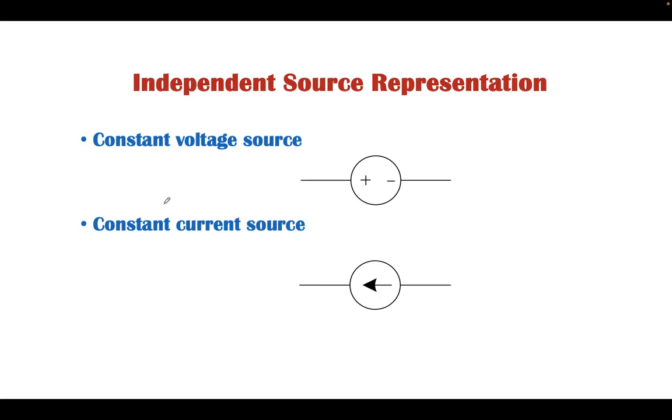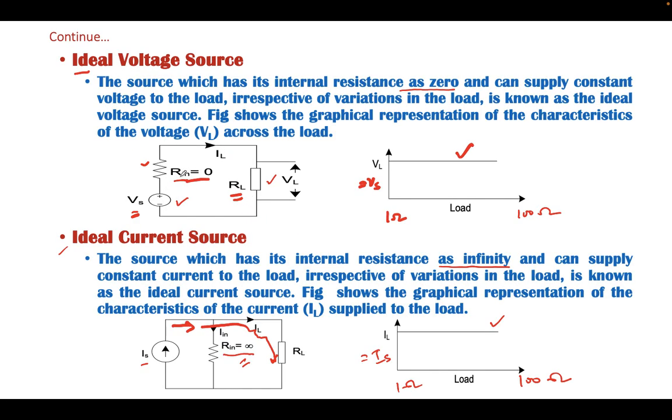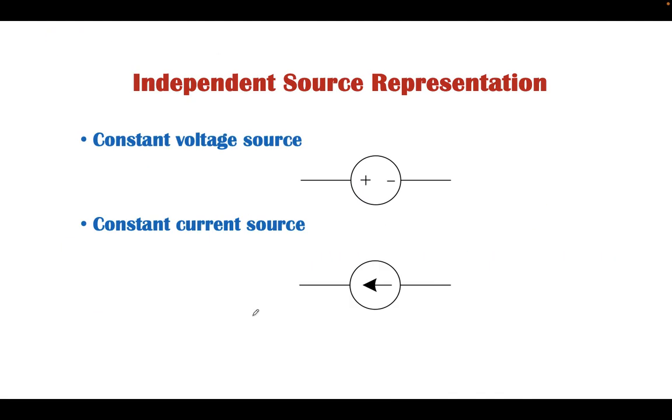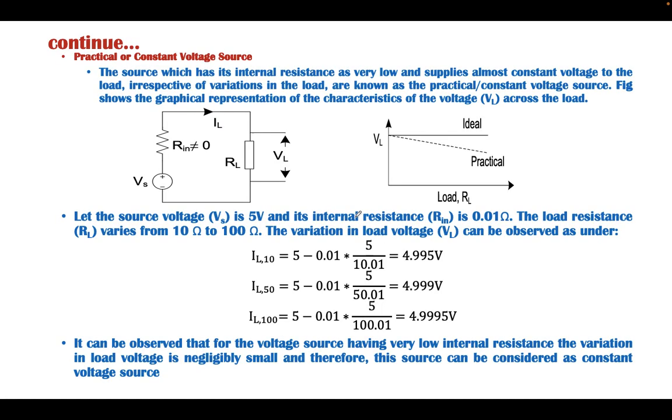But in a practical system, no source is an ideal source. We can have a voltage source whose internal resistance is very low, but it can never be 0. Similarly, for a current source, we can have a source whose internal resistance is very high but cannot be infinity. Now this is the graphical representation of a constant voltage source and a constant current source. In the case of a current source, there is an arrow in a circle, whereas for a voltage source, there is a plus and minus in a circle.